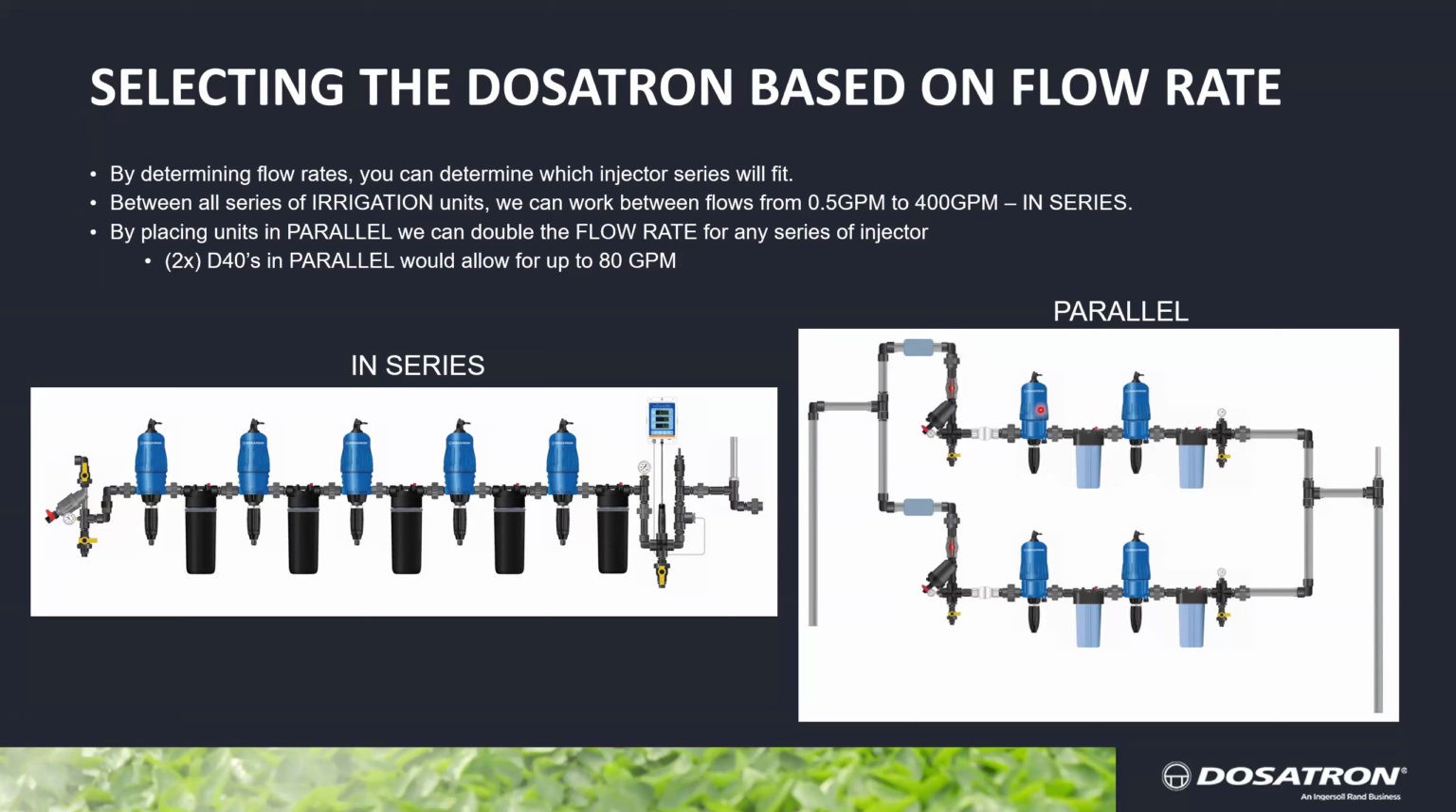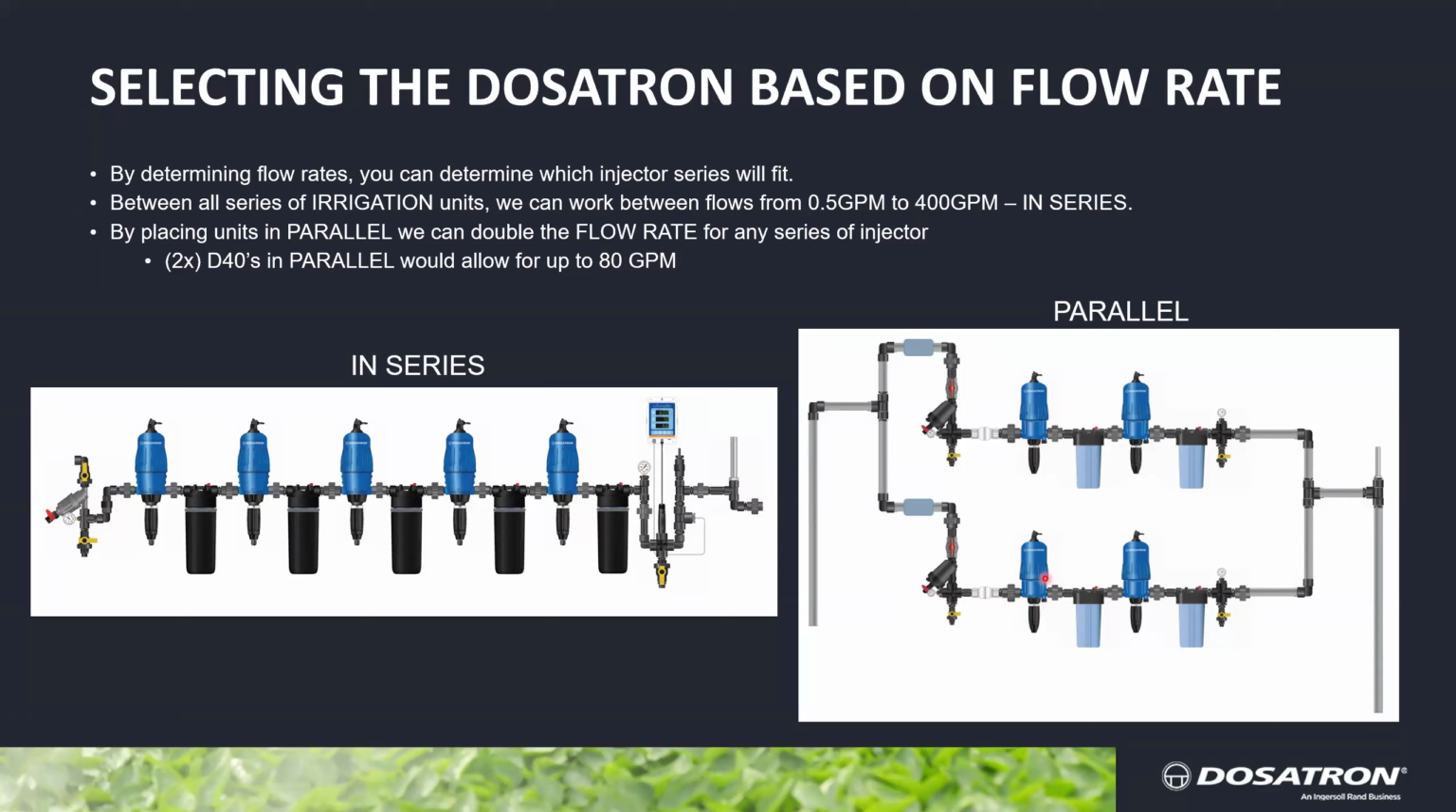2 times a D40 in parallel will allow us to then increase our maximum flow rate to 40 gallons per minute, or 80 gallons per minute, sorry. So 40 for each D40 then gives us 80.